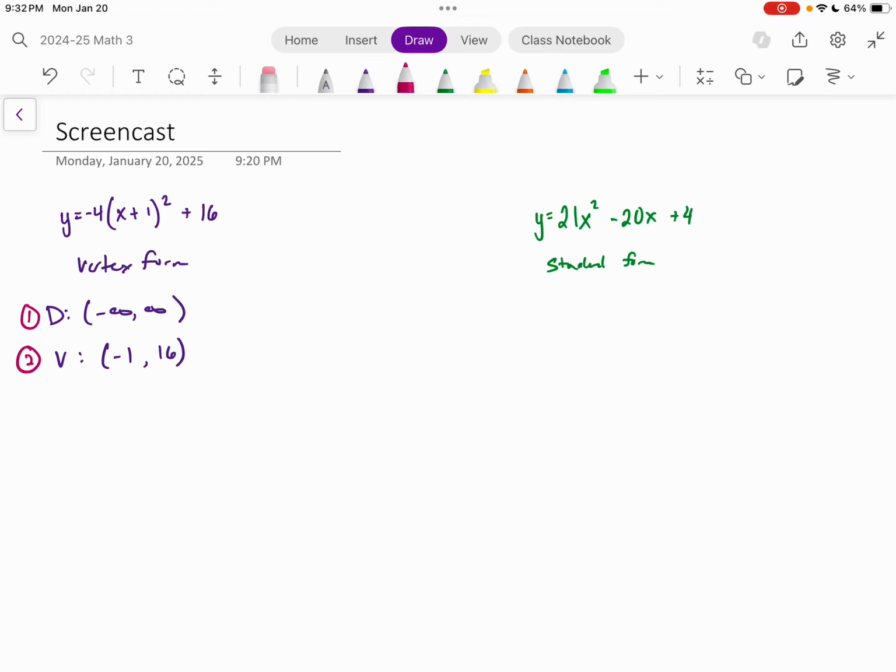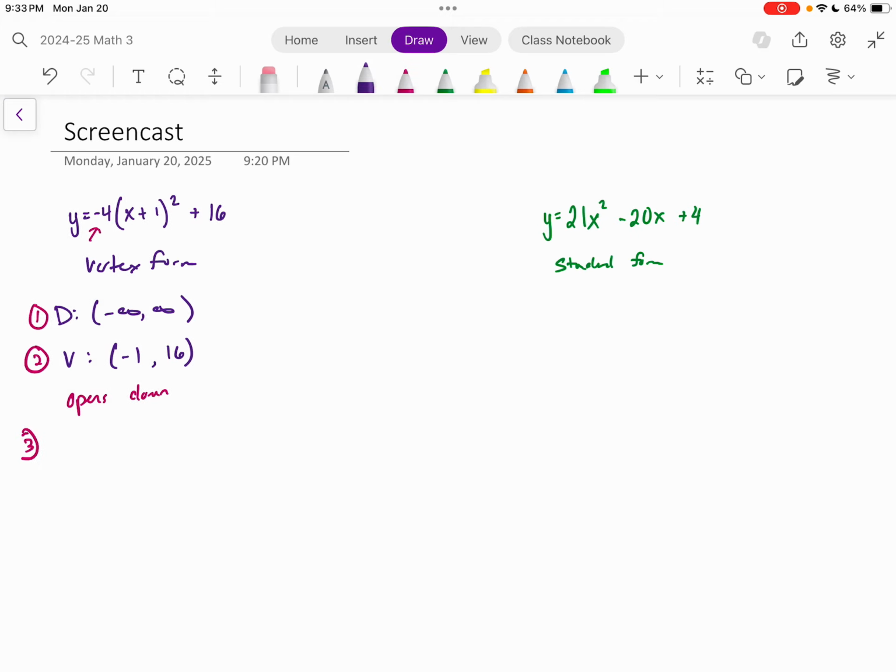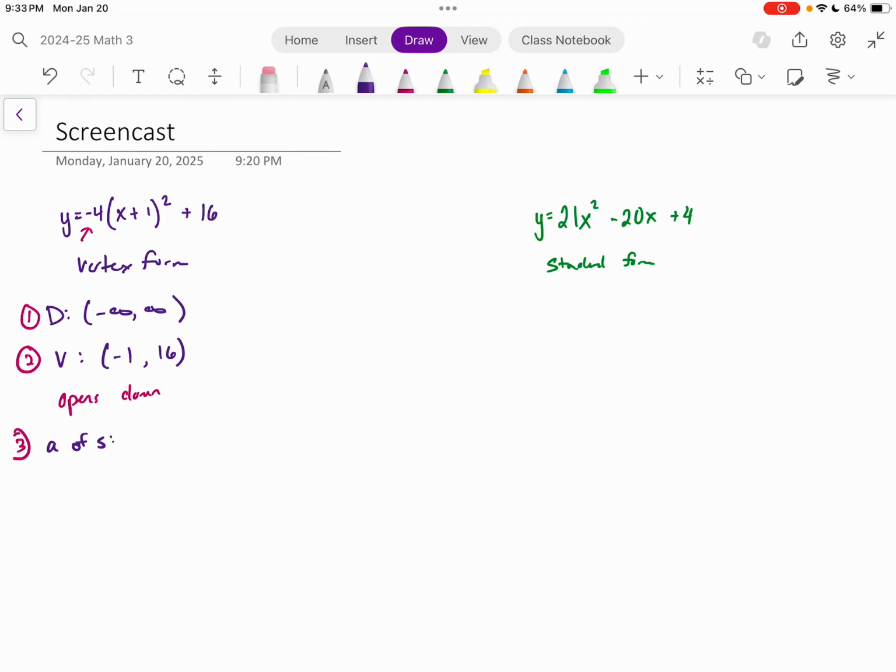What else do we know about this parabola? Because of this negative sign right there, it opens down. So that's another conclusion we have. And with the vertex, we can actually find something pretty easily. The vertex is on the axis of symmetry, the line that divides my parabola in half. So we can find my axis of symmetry, and that has to do with the x coordinate of the vertex. So that's going to be x equals -1, that vertical line. That's my third thing that I know.